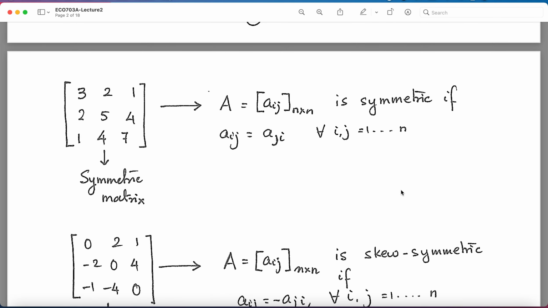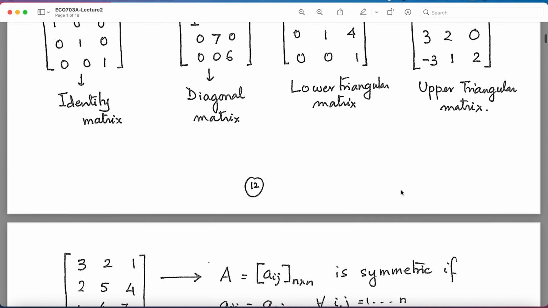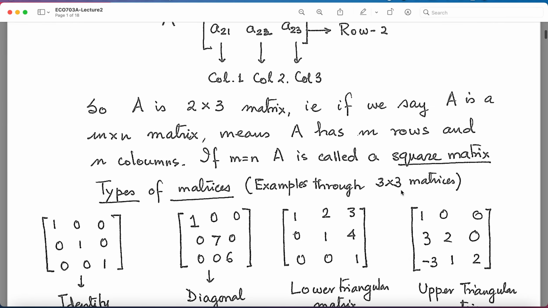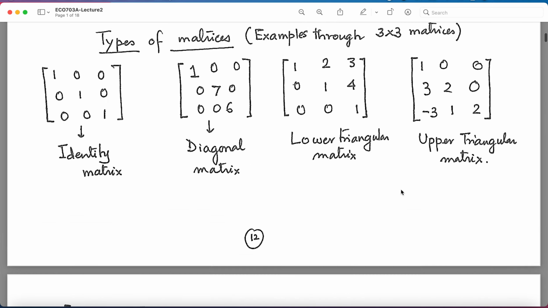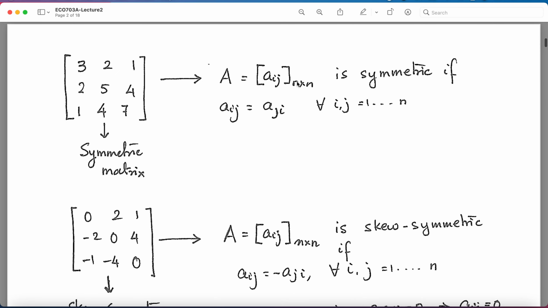A matrix is called similar. So, you see any matrix is represented as Aij. I did not write it here, but here I have written Aij, an n cross n matrix. So, this is a square matrix. In general, a matrix A is written as Aij.